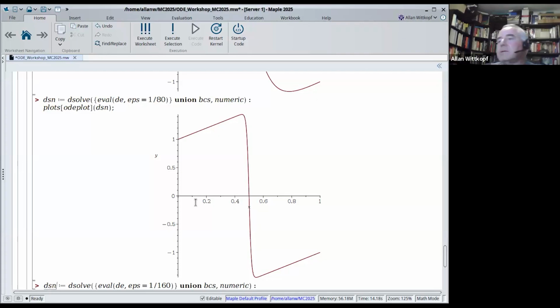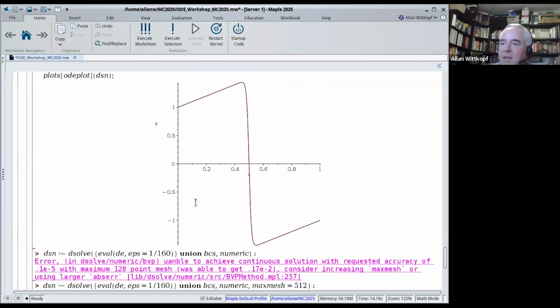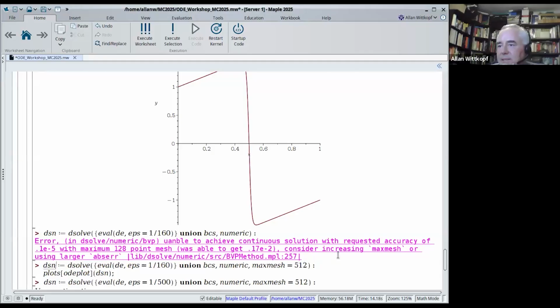Okay. And we can also see, as we're making that coefficient smaller and smaller, there becomes this boundary layer in the middle of the region. So now we try and go a little bit smaller, 1 over 160, and we get a complaint. It says, well, I couldn't get the requested accuracy with a 128-point mesh, was able to get this. Consider increasing max mesh or using a larger absolute error.